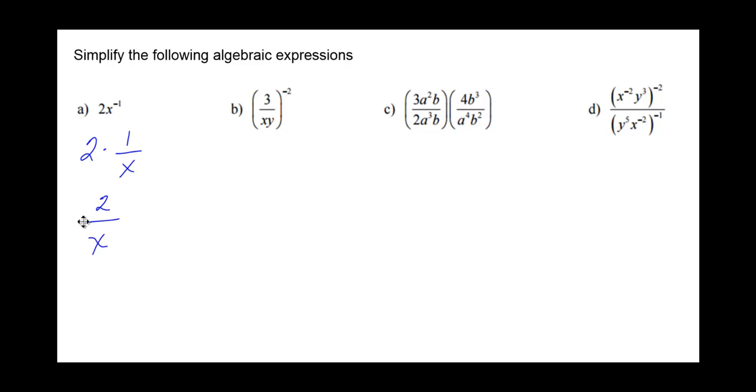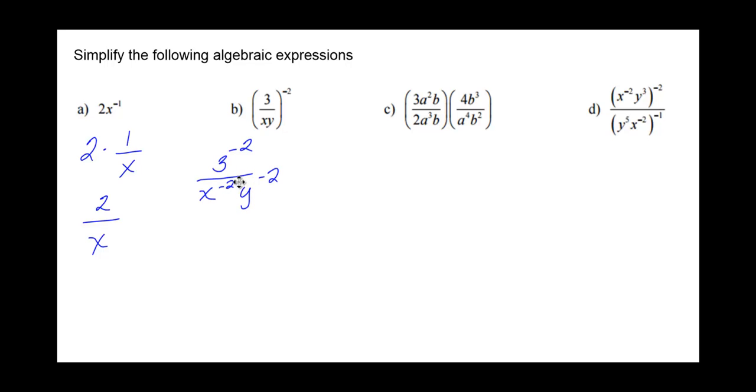Letter B, we have a fraction raised to an exponent. And our property told us that everything in that fraction then gets raised to that same exponent. So we would have 3 to the negative 2 power over x to the negative 2 and y to the negative 2. So now we need to deal with these negative exponents.